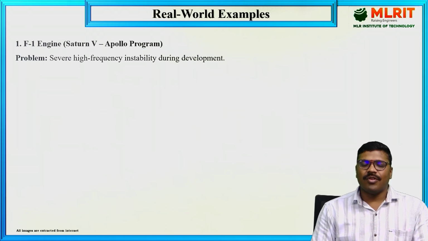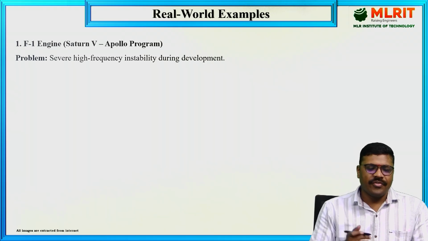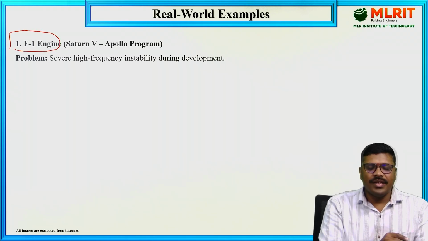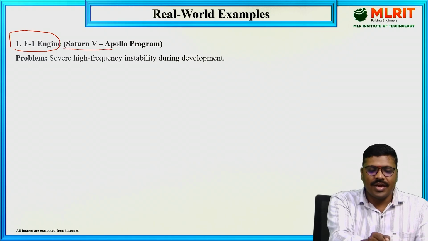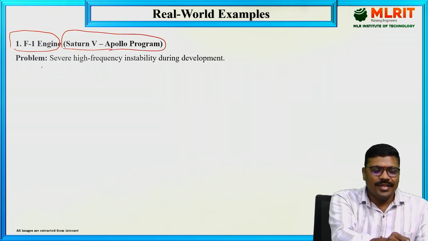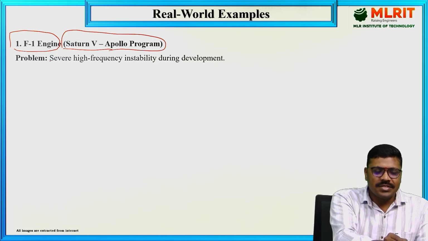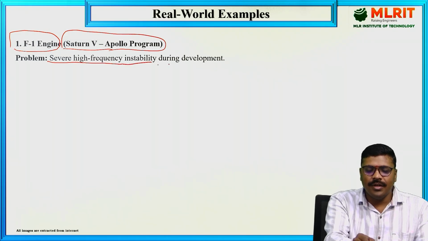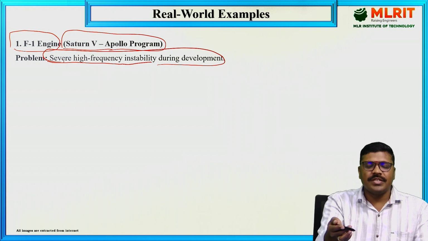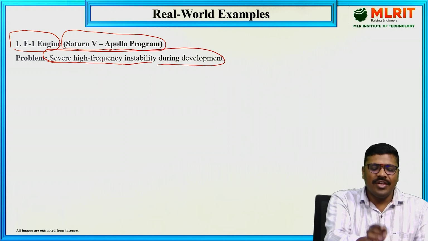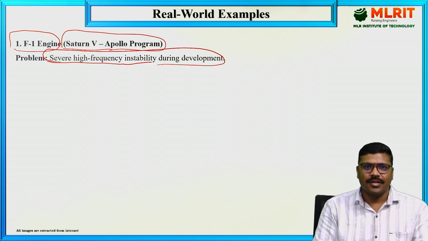Coming to the real world examples. If you take the F1 engine, which was used in the Saturn V Apollo program, a problem arose due to combustion instability, that is, severe high frequency instability during development. In the development phase itself, they faced this combustion instability problem. Severe high frequency oscillations occurred in the F1 engine while it was being developed.